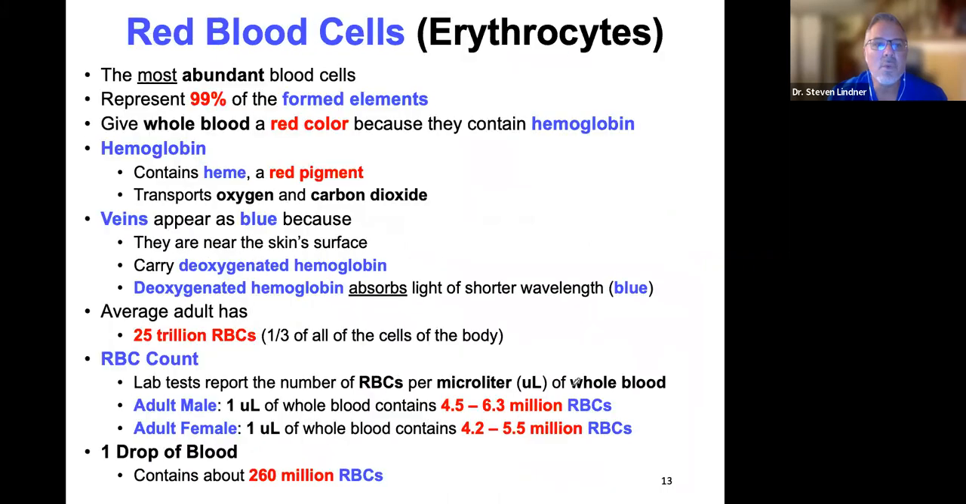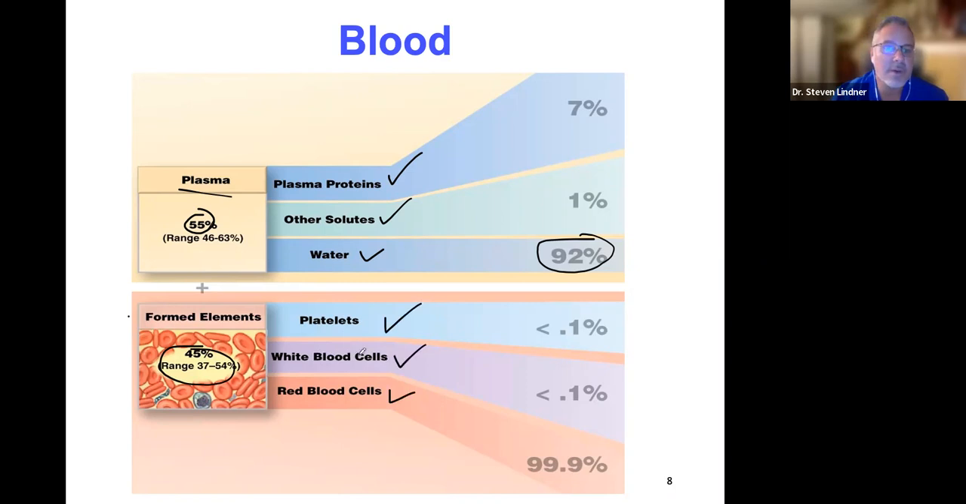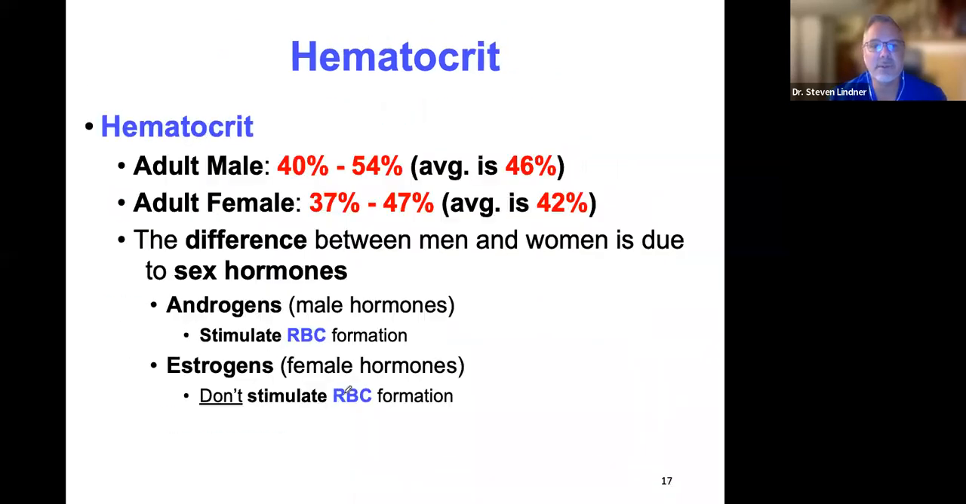So when we look at the blood, 55% is plasma, and plasma is made up of proteins, a large portion of water, 92% water, and then other solutes. The formed elements, which are the cells that sink to the bottom, make up the 45%. That's where we have white blood cells, red blood cells, and platelets. So we want to be able to differentiate what a platelet looks like, what the different white blood cells are, and what the different red blood cells are. So that's what we're going to look at now.